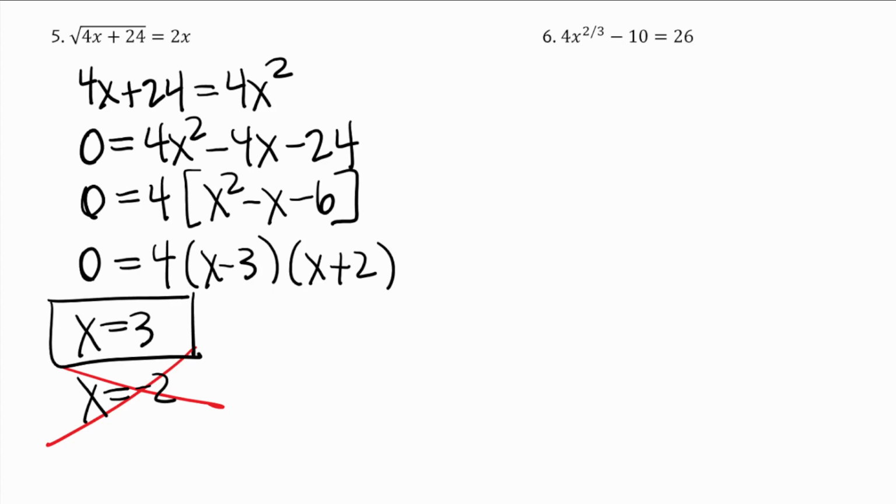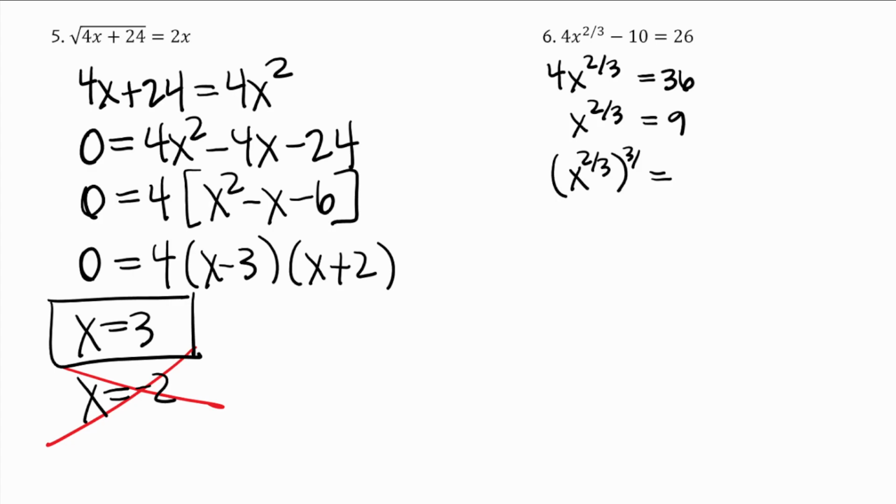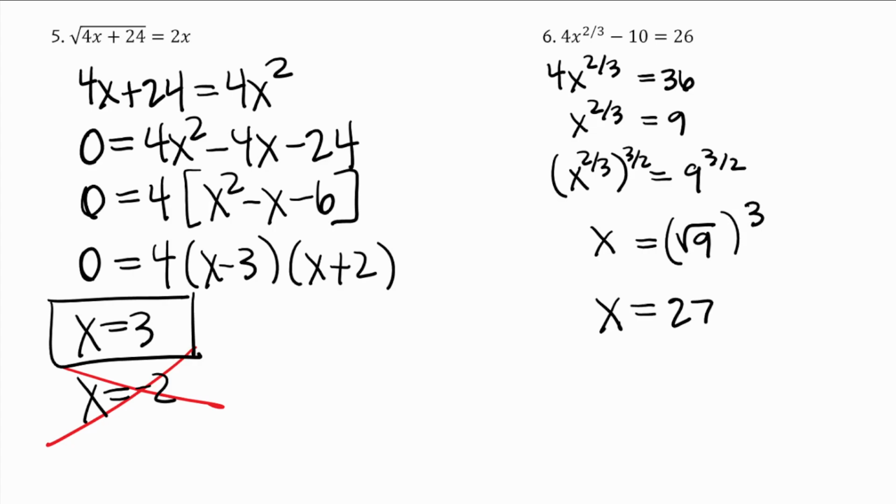Okay. 4x to the 2/3 minus 10 equals 26. So we're going to isolate that x to the 2/3. Divide by 4. Okay, so what I'm going to do is I'm going to take both sides to the 3/2 power. And x to the 2/3 to the 3/2, that's just going to be x. And I'm going to have x equals 9 to the 3/2, so that's the square root of 9 cubed, and I'm going to say that's 27.